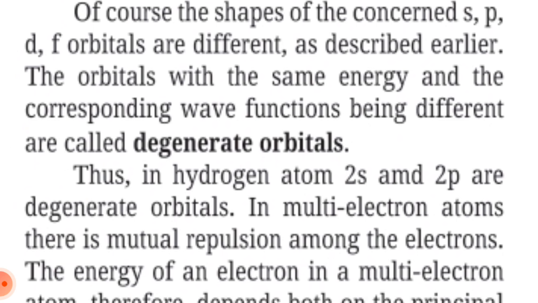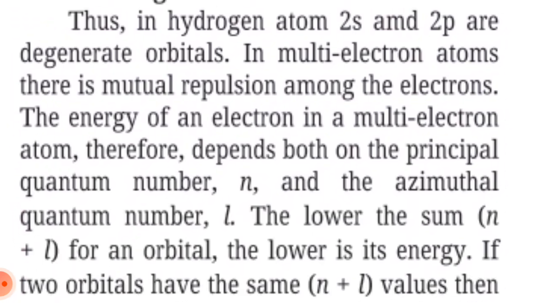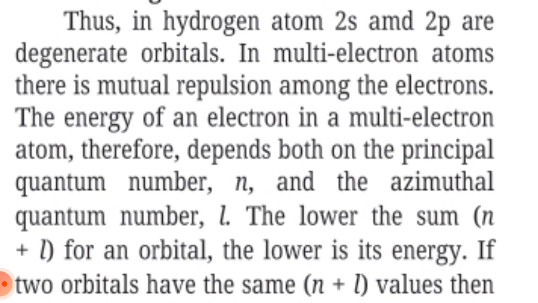Of course, the shapes of the concerned s, p, d, f orbitals are different, as described earlier. The orbitals with the same energy but different wave functions are called degenerate orbitals. Thus, in hydrogen atom, 2s and 2p are degenerate orbitals.